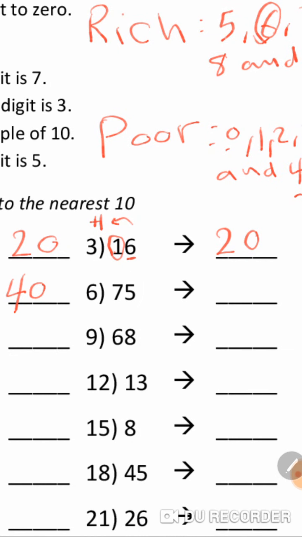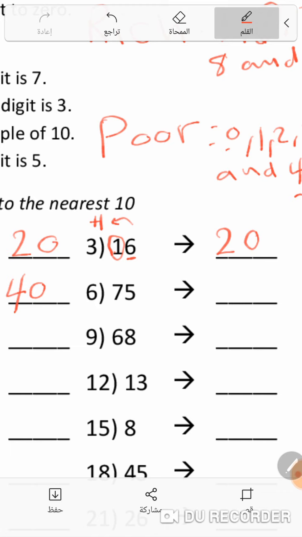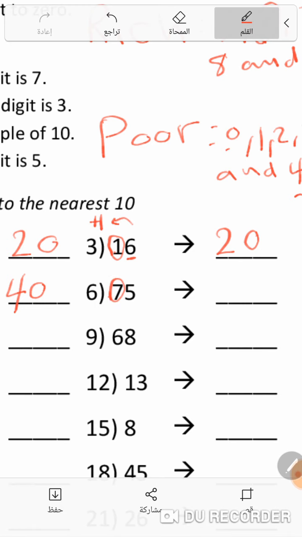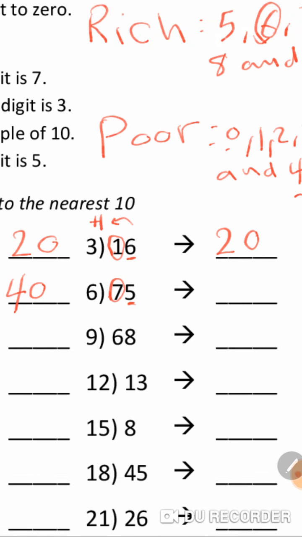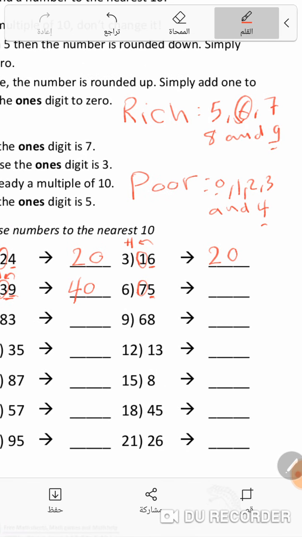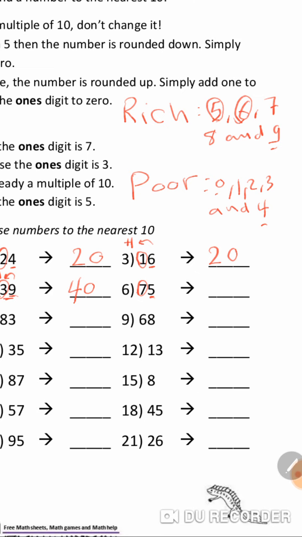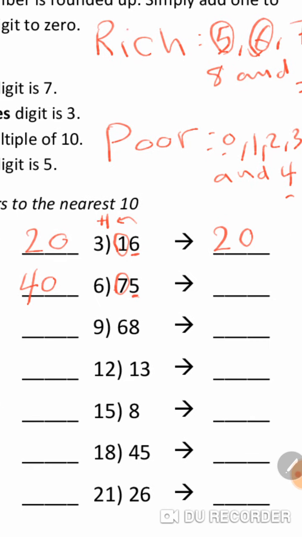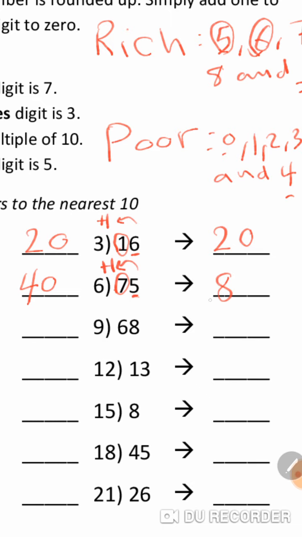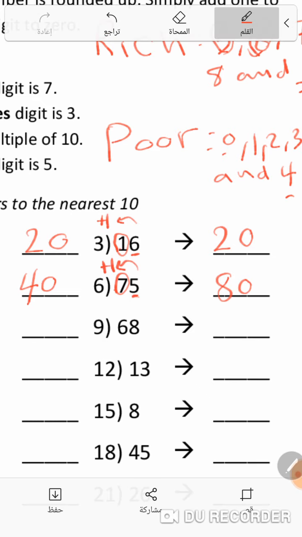Okay. Number 6, 75. Round 75 to the nearest 10, which means I will round the number in the tens place, which is 7. 7 will ask the next door number if it has money. 5 here, poor number or rich number? Yes, I can find here that 5 is a rich number. So the 5 has money. It will give 1 to the number in the tens place because it's rich. So the 7 becomes 8, and say bye bye to the number in the ones place. I don't need you anymore.